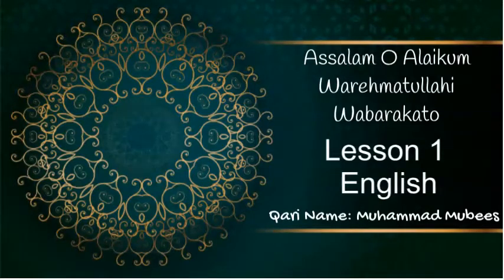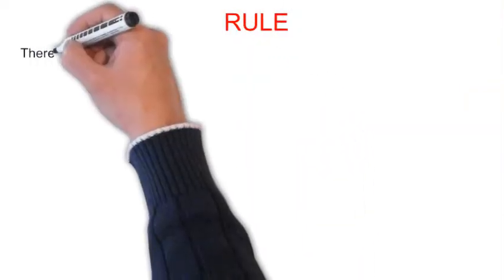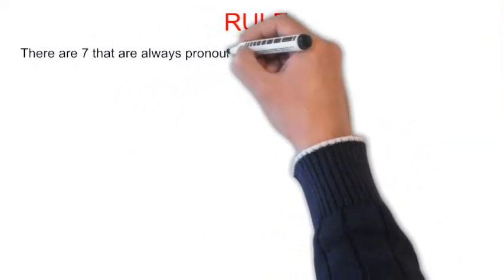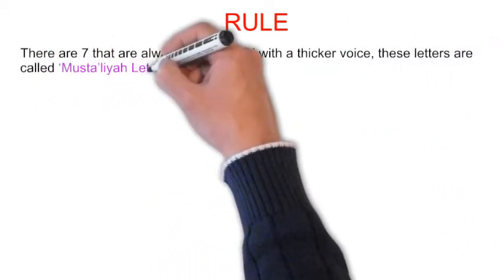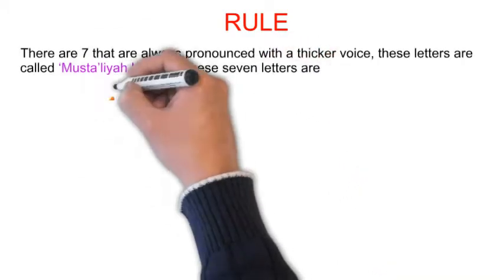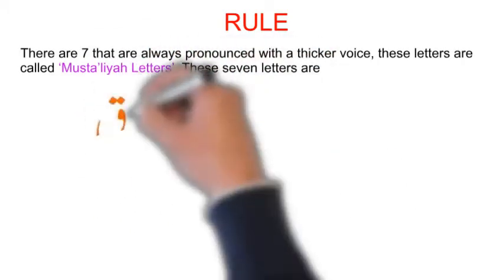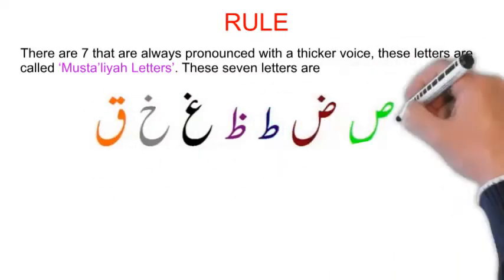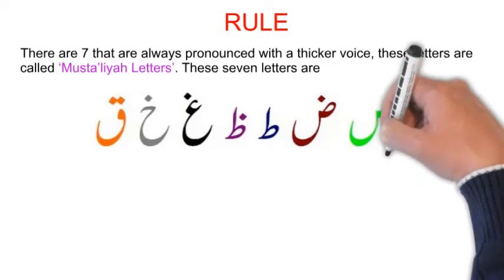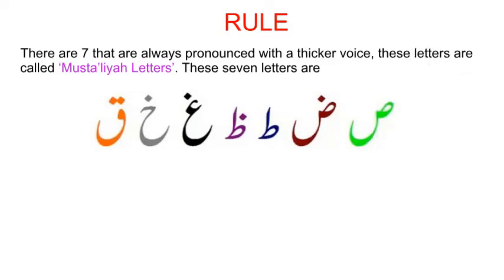There are 7 letters that are always pronounced with a thicker voice. These letters are called musta'aliya letters. These 7 letters are Kha, Sad, Lad, Ta, Za, Ghain, Qaf.